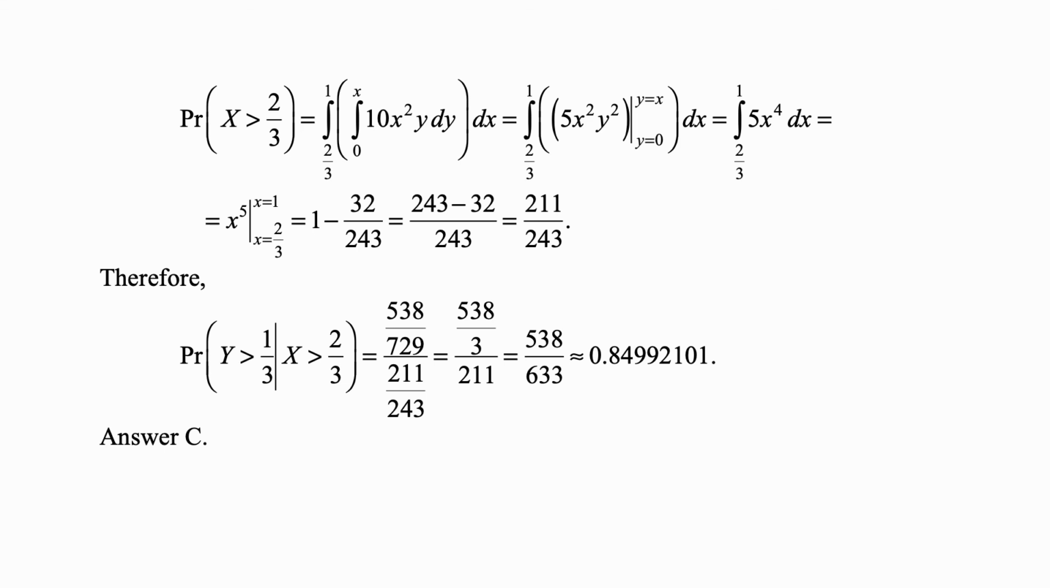And therefore the probability we're looking for is the ratio of the two probabilities we just calculated, 538 over 729 divided by 211 over 243. Well, actually, 3 times 243 is 729, so we can just cancel out the 243, and we are left with 538 over 3 times 211. 3 times 211 is 633, so this is equal to 538 over 633, and that's approximately 0.84992101, which is answer C.